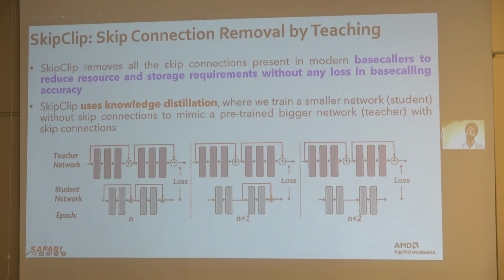So in the end, SkipClip gets the best of both worlds: we are getting a highly accurate model, and the topology is quite regular. So we can really easily accelerate it on any hardware accelerator. And these two blocks, we can use them together or separately, they're independent of each other.